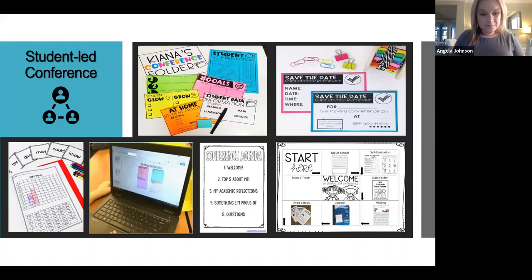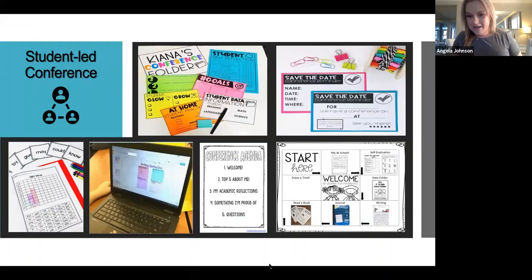At the bottom left, you can see a data tracker for sight words. It can be math words. It can be any kind of test records. Then you have a digital portfolio example at the bottom right, like a writing reflection. And then you have samples of the agenda to get the sequence of the conference. For example, welcome, top 5 things about me, my academic reflection, something I'm proud of, questions, right?